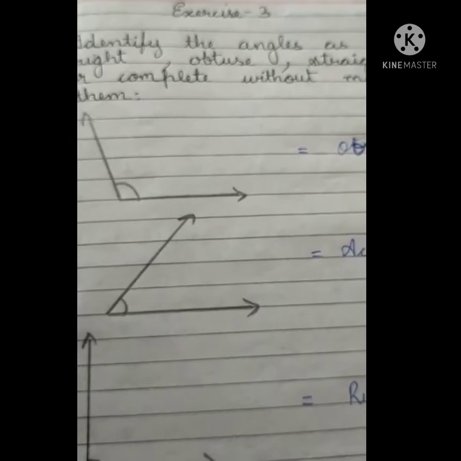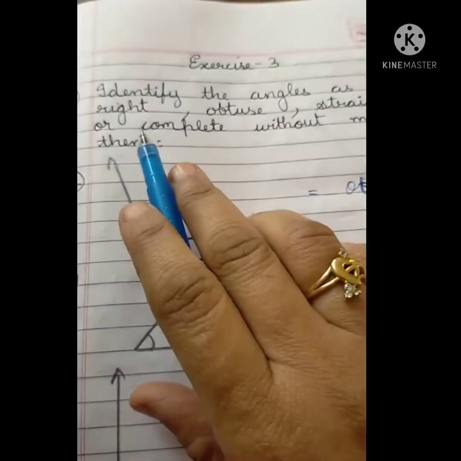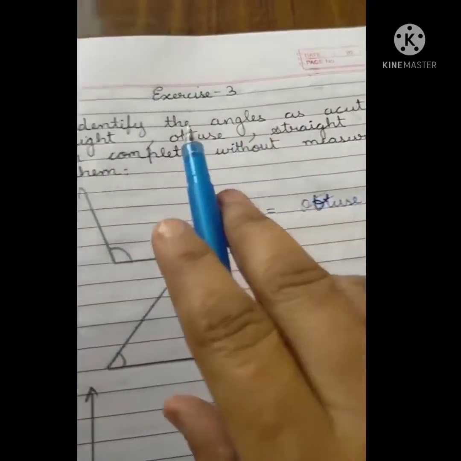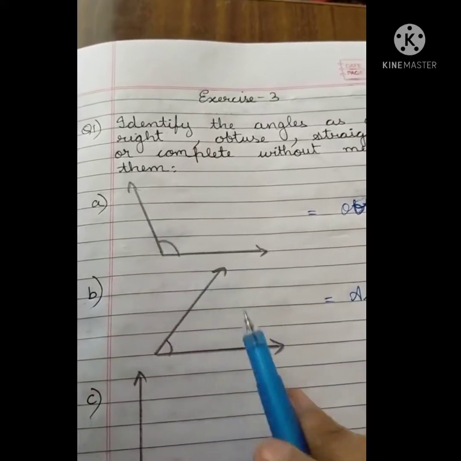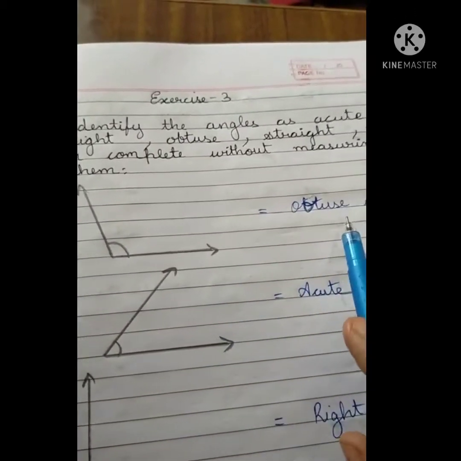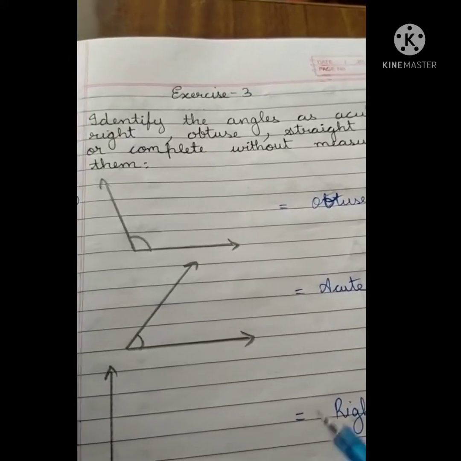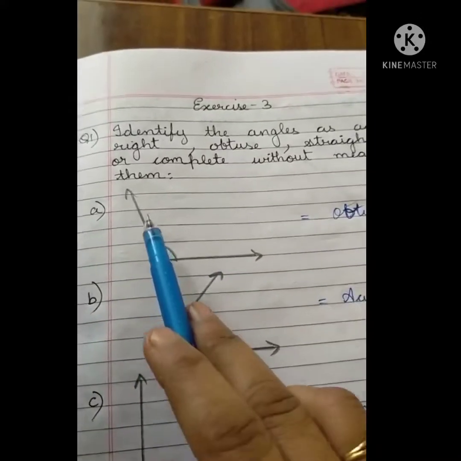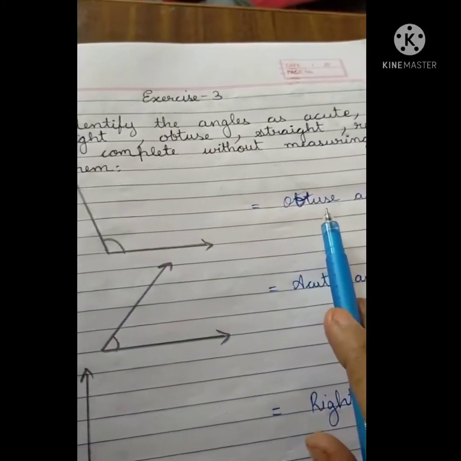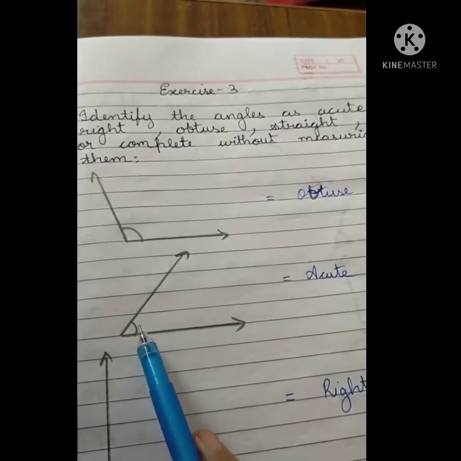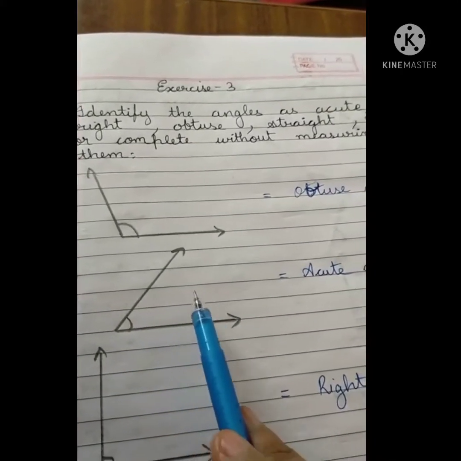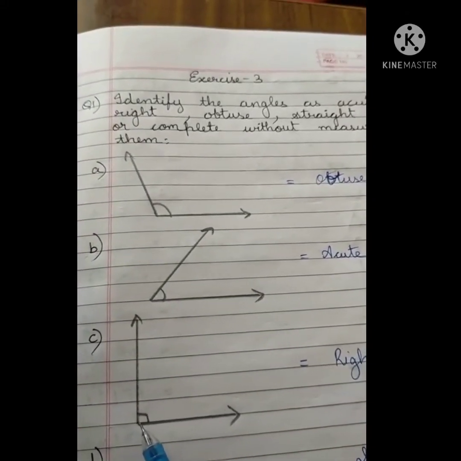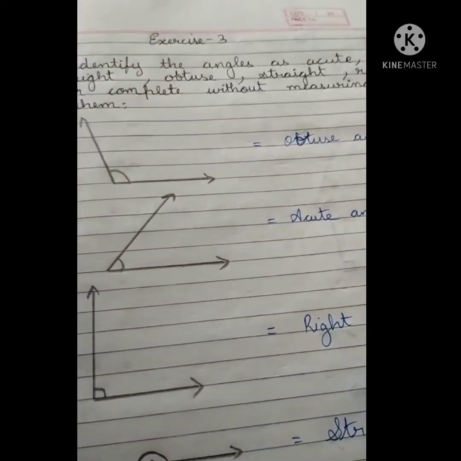Exercise 3, identify the angles as acute, right, obtuse, straight, reflex or complete without measuring them. Children, these are the angles given and you have to write which angle it is. Now children, you have to see this symbol and you have to see the angle also. This is more than 90 degree, so this is obtuse angle. Now see the symbol and see the angle. So this is less than 90 degree, so this is acute angle. Now this is 90 degree angle, so it is right angle.